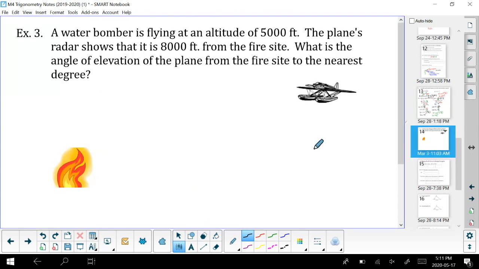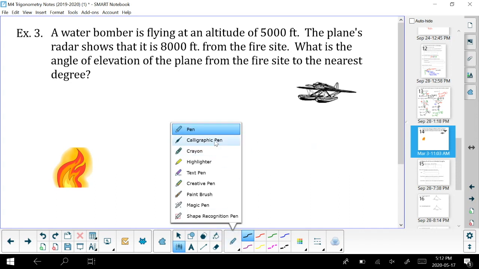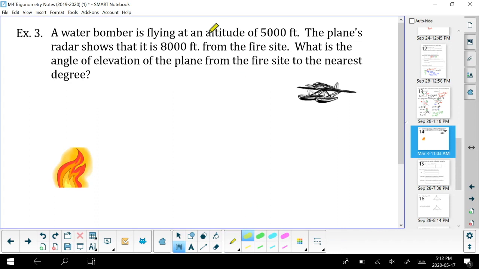So in example number 3, it says that a water bomber is flying at an altitude of 5,000 feet. That is just a type of airplane. The plane's radar shows that it is 8,000 feet from the fire site. What is the angle of elevation from the fire site to the plane, to the nearest degree? Here we need to be really careful about reading and interpreting this question. First thing I'm going to note is that your altitude is 5,000 feet, so your altitude is measured directly from the ground up.